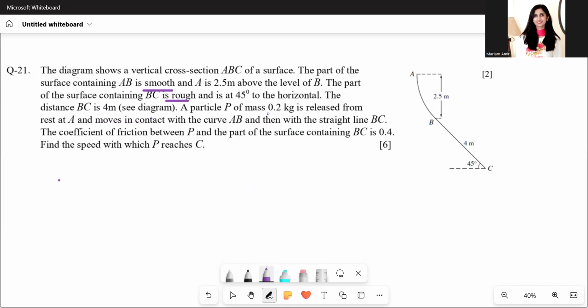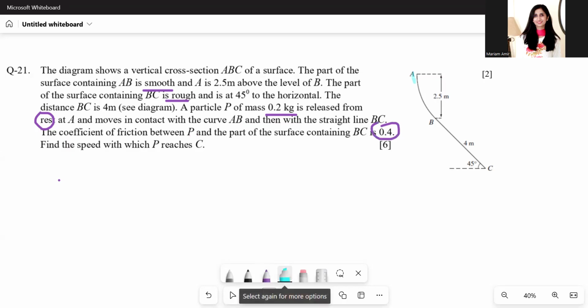The particle P of mass 0.2 kg is released from rest at A and moves in contact with the curve AB and then with the straight line BC. The coefficient of friction between P and the part of the surface containing BC is 0.4. Find the speed with which the particle reaches C.